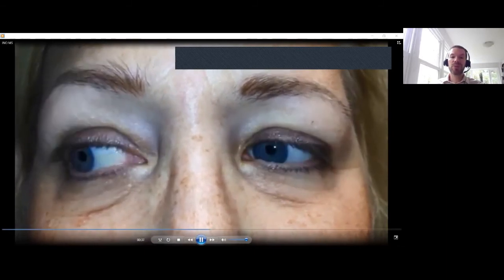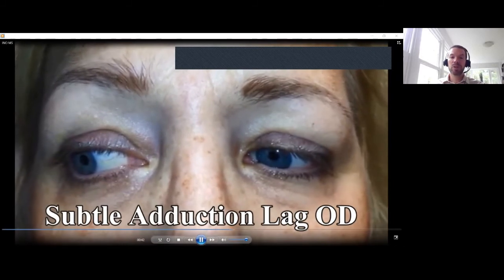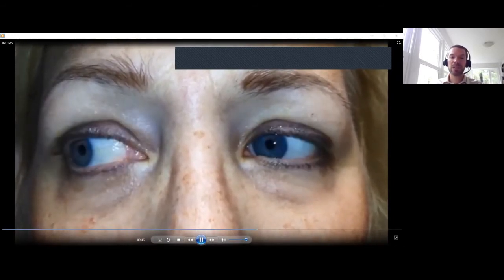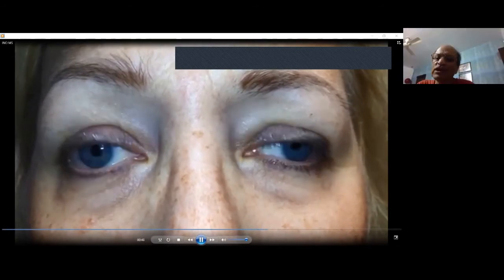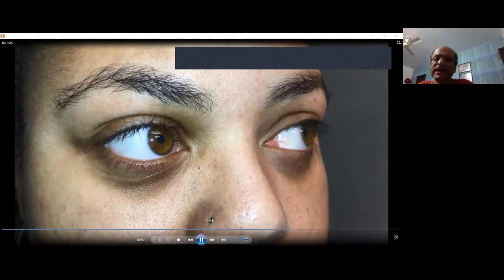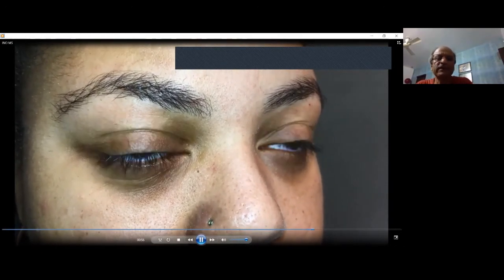Here's another situation. Look right here. You see this just kind of floats behind a little bit. Here it is in slow motion. Slow motion makes everything easier. Do you see it float behind? Look right here. There is also a little hypermetric saccade of the left eye, the abducting eye, in the earlier video.